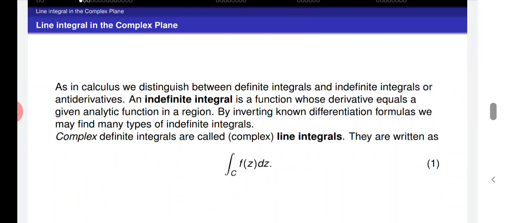As in calculus, we distinguish between definite integrals and indefinite integrals or antiderivatives. An indefinite integral is a function whose derivative equals a given analytic function in a region. By inverting known differentiation formulas, we may find many types of indefinite integrals. Complex definite integrals are called complex line integrals, and they are written as integral over C of f(z) dz.